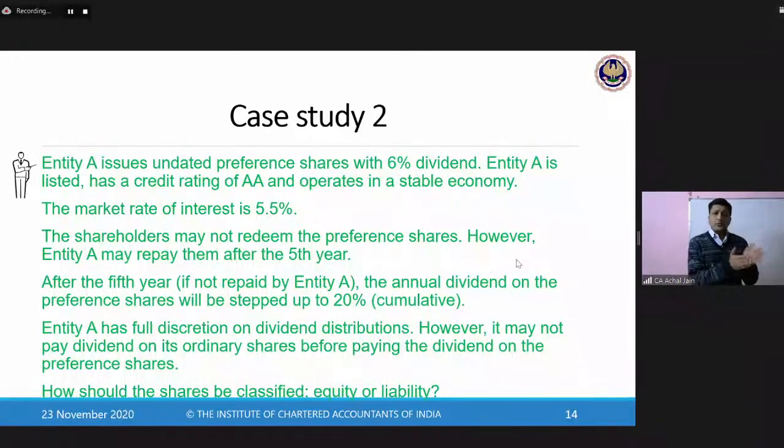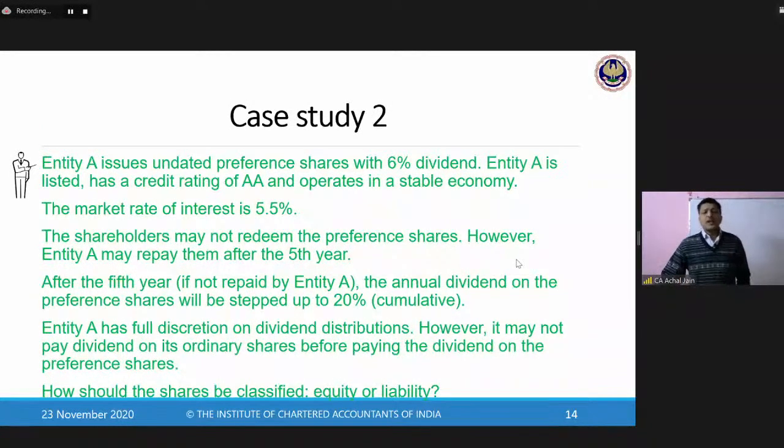Because accounting is different from the legal provisions. So the legal provisions we should ignore completely. So please don't get deviated. In terms of your understanding of that instrument, focus on the accounting requirement. Wherever there will be any legal provision, we'll take care of that.